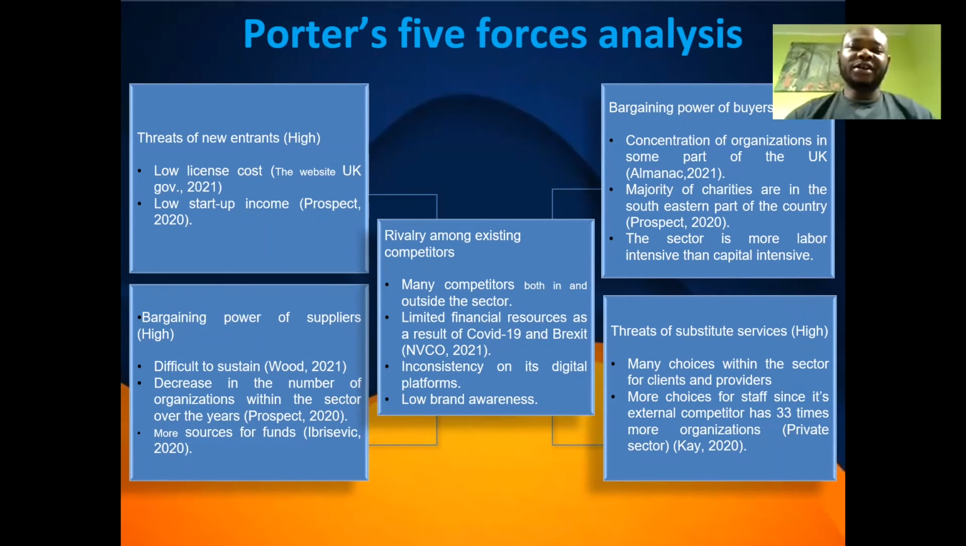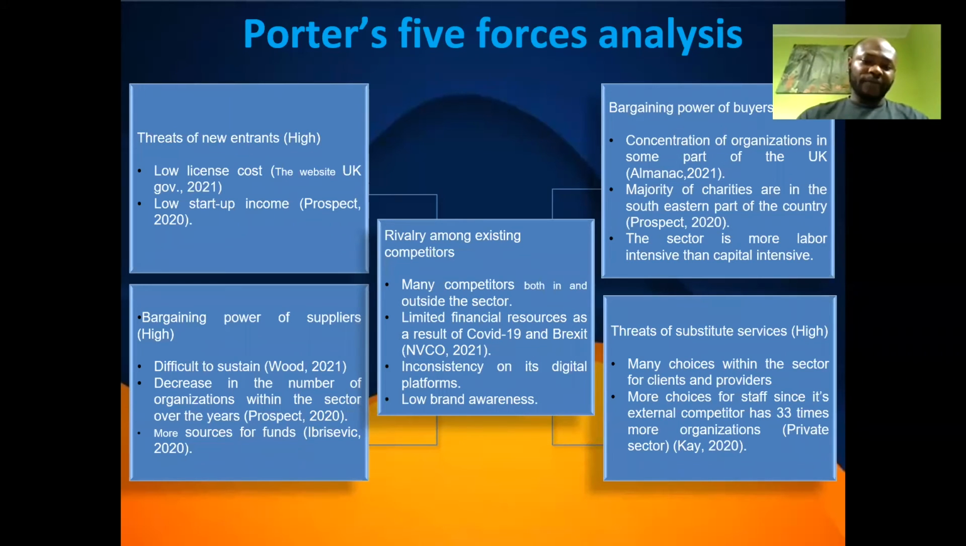Okay, I'll be talking about the five Porter's forces analysis. Talking about threats of new entrants, in the UK it is high. With the threats of new entrants, the UK government website states that charitable organizations can register with an annual income of £5,000, which is lower than the amount any other business should have in order to register. Also, with a little income and support, anyone can start a charity.